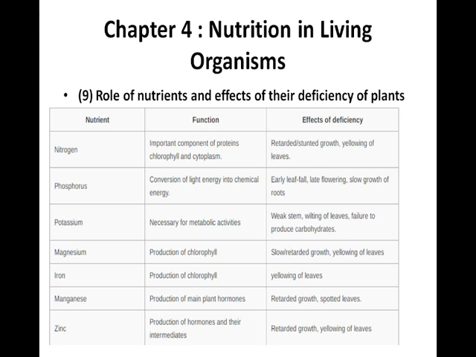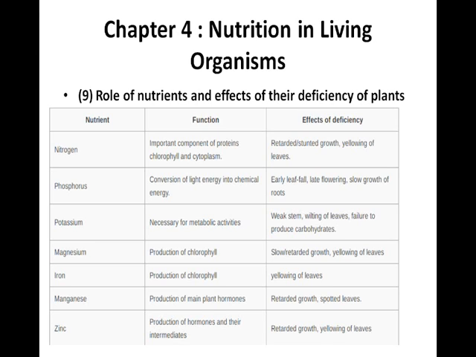Phosphorus: conversion of light energy into chemical energy. So what is the work of phosphorus? It helps in conversion of light energy into chemical energy, which is done during the photosynthesis process. Deficiency: early leaf fall, late flowering, slow growth of roots. If the root is growing slowly, or there is very late flowering in the plant, and early leaf fall, leaves falling very quickly, that is due to lack of proper phosphorus. These problems come in the plant. Potassium.